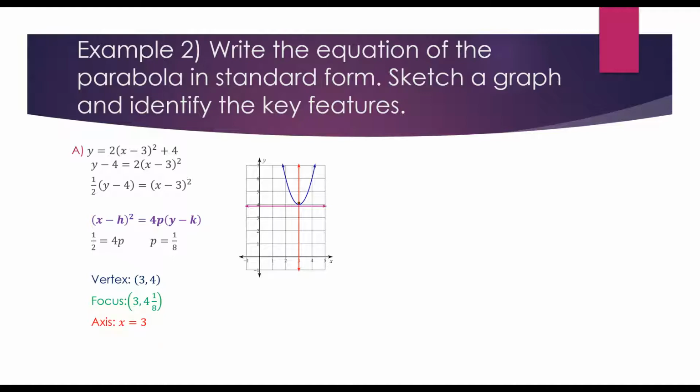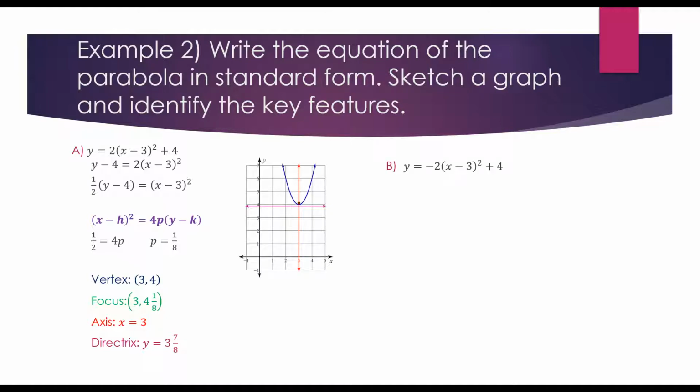Our axis of symmetry, that line down the middle, is at x equals 3. In a vertical parabola, it's always going to match the x-coordinate of your vertex. Our directrix is this line underneath. It's going to be the same distance in the opposite direction as the focus. So since our focus was 1/8 of a space above our vertex, our directrix is 1/8 of a space below that vertex. So 1/8 of a space below 4 is going to be 3 7/8. So this line is y equals 3 7/8, or that would be y equals 31/8 if you wanted to write that as an improper fraction.